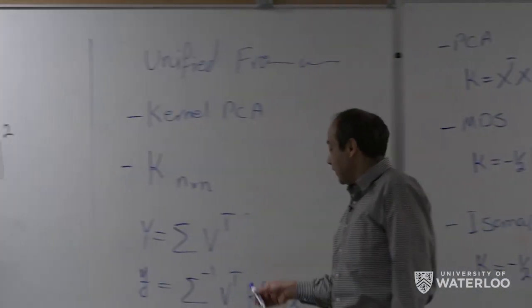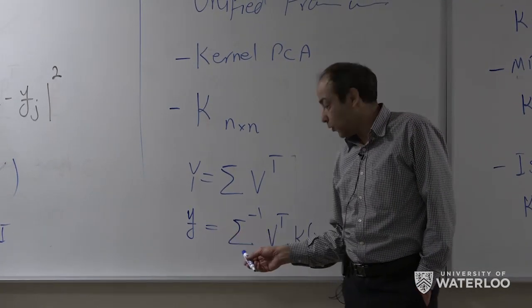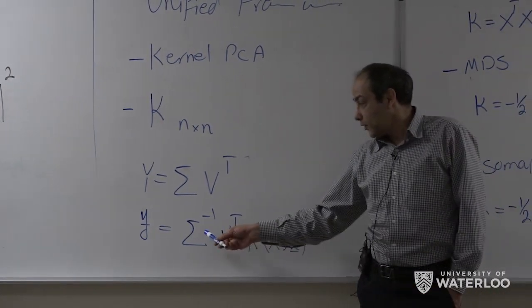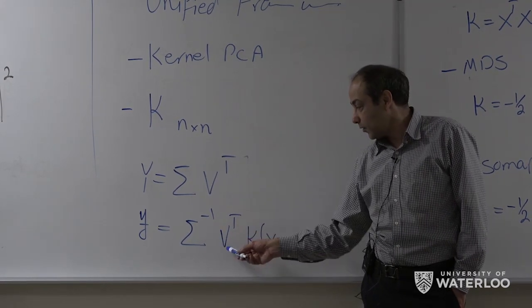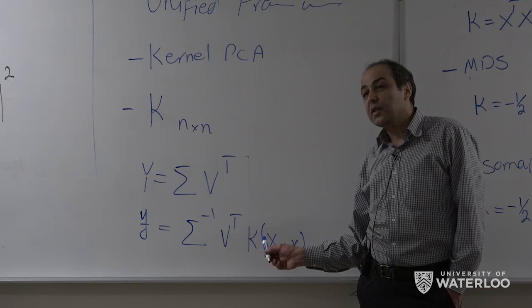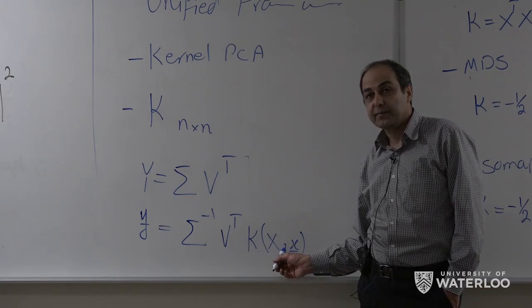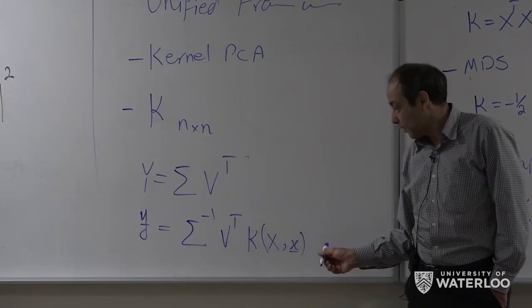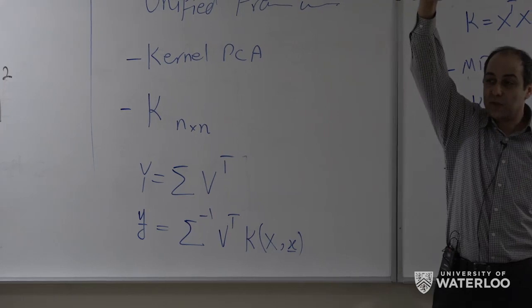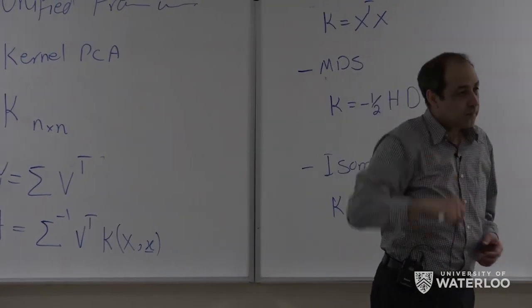In kernel-PCA, we are able to map out of sample point. And to do out of sample point, we need eigendecomposition of the kernel, sigma and V transpose. We also need the value of the kernel, x and x bar. Out of sample x, this is like a vector, right? One of the rows or one of the columns of this kernel.